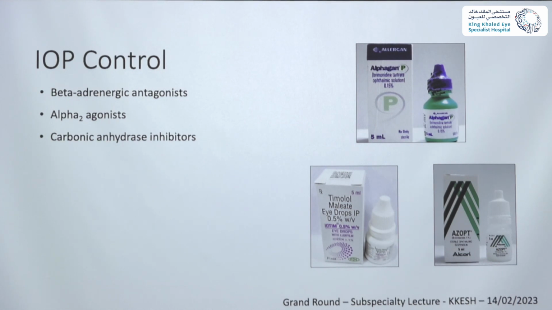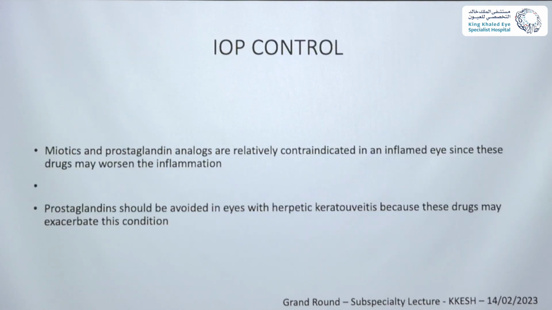We said IOP control. It comes in these three classes because they are the first line of treating patients, giving aqueous suppressants. Aqueous suppressants in this sequence is the proper way to manage a case of uveitis, starting with a beta adrenergic antagonist, an alpha agonist, and last but not least, the carbonic anhydrase inhibitors. Can we use miotics? What about prostaglandin?